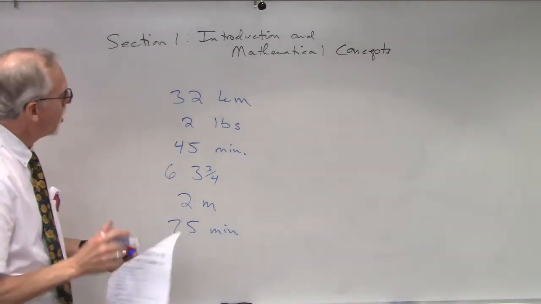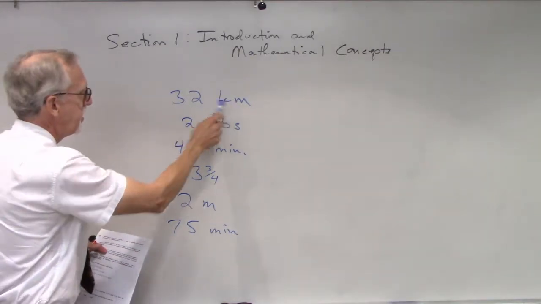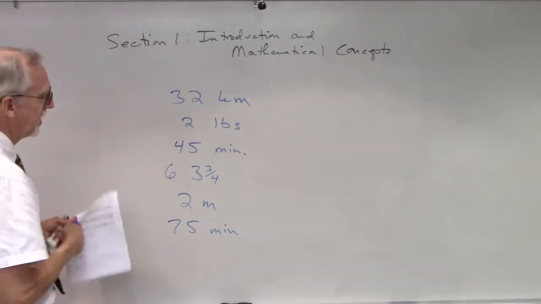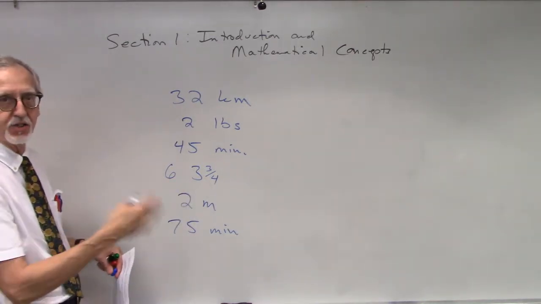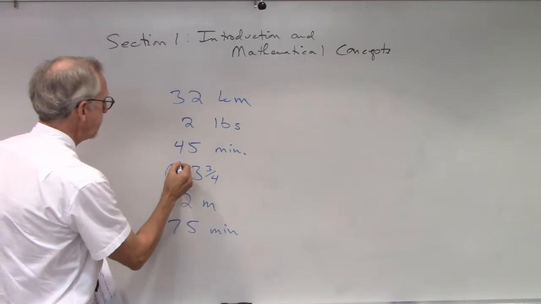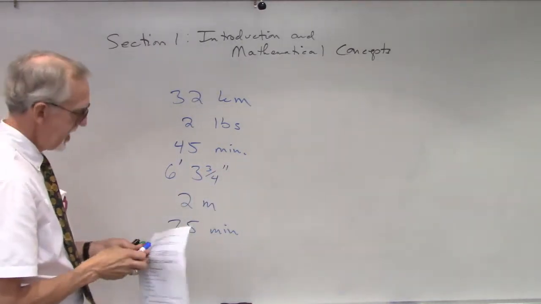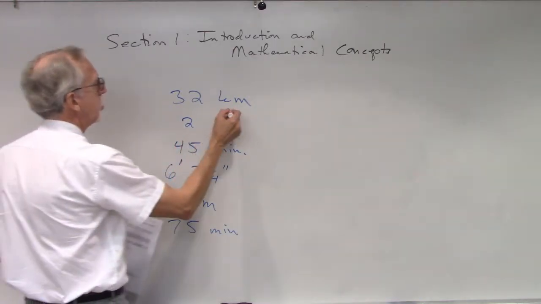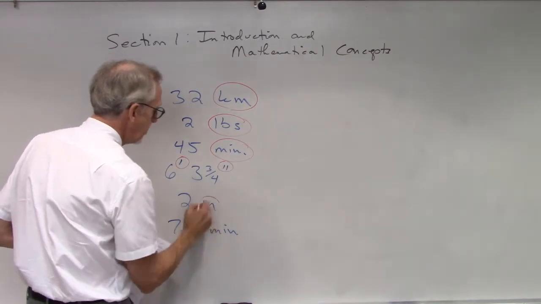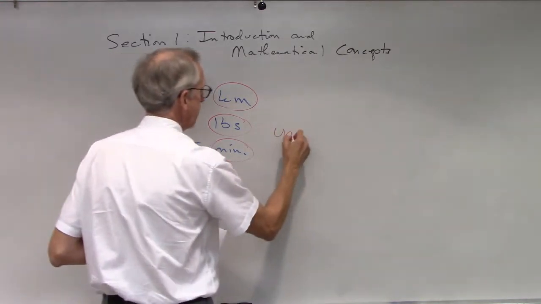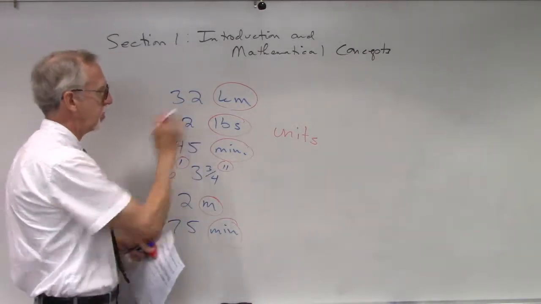Okay, now, all of these numbers, with the exception of one of them, have something that goes along with the numerical quantity. The only exception is this one here, which, when we say a height like 6'3 3/4", what we really mean is 6 feet, 3 3/4 inches. Okay, so there we go. Now, these little things that go along with the numerical quantity, these are what we call units, the units that go along with the numerical part.